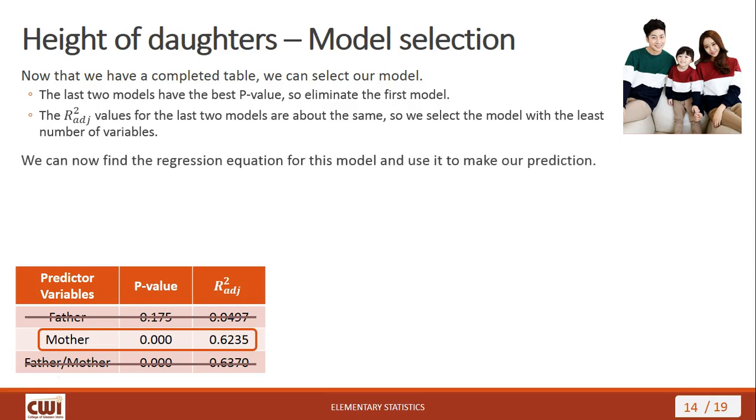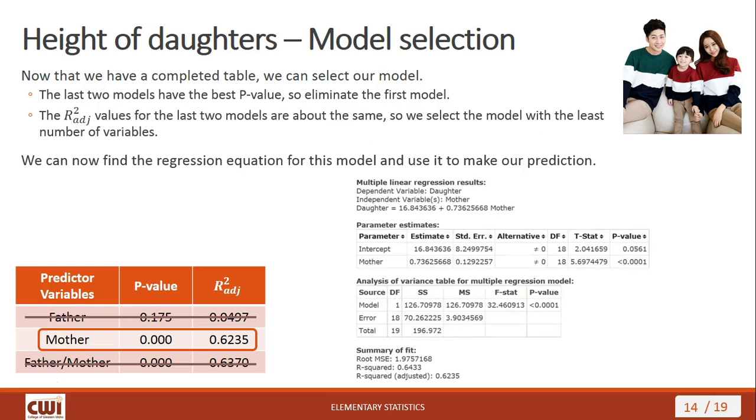Now we can find the regression equation for this model and use it to make predictions. So going back to the results window, when you make this particular model, you get something that looks like this. And notice our regression equation is right here at the top. So the height of the daughter is equal to 16.8436 plus 0.7363 times the height of the mother.